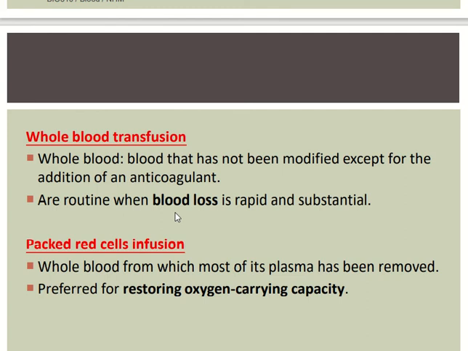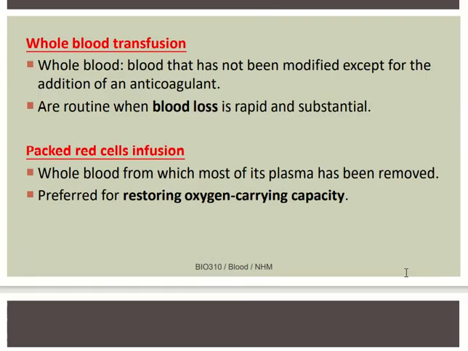Another type of transfusion is packed red cells infusion. Packed red cells infusion refers to whole blood from which most of its plasma has been removed. So you have to remember, blood consists of three components. We have the plasma, white blood cells with platelets, and also red blood cells. For this one, the plasma has been removed from the blood's components, and basically it only contains the red blood cells, which are used for restoring the oxygen carrying capacity.